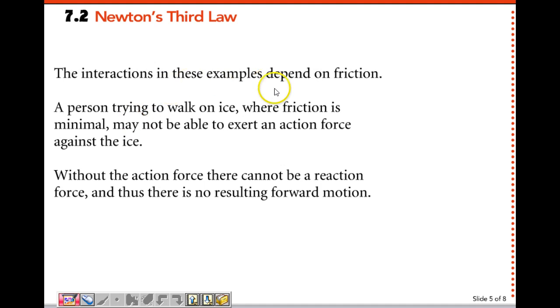The interactions in all of the examples that we just talked about depend on friction. If a person is trying to walk on ice where there's not very much friction, you may not be able to exert that action force against the ice. You've all probably experienced that in the winter around here if you get a slippery sidewalk or you're out on a pond that's frozen. It's difficult to exert a friction force because ice is fairly frictionless. So without an action force, you can't have a reaction force, and so we don't have any resulting motion from that interaction.